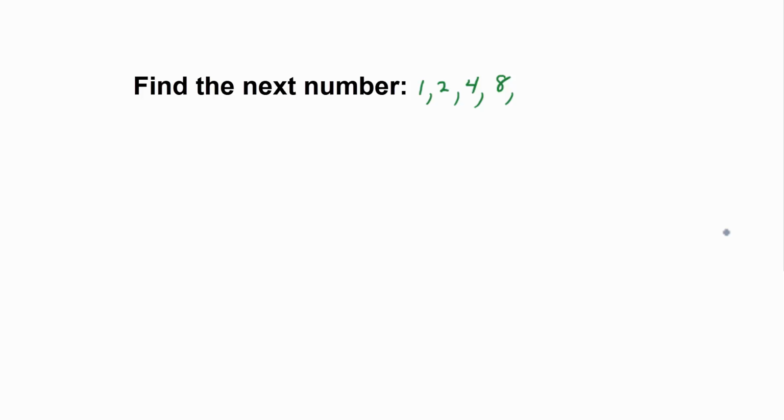So to warm you up, find the next number in the sequence. 1, 2, 4, 8. What would the next one be? 16. What would the next one be? 32. 64. Recursively speaking, what are you doing to go from one term to the other? You're multiplying by 2, aren't you?